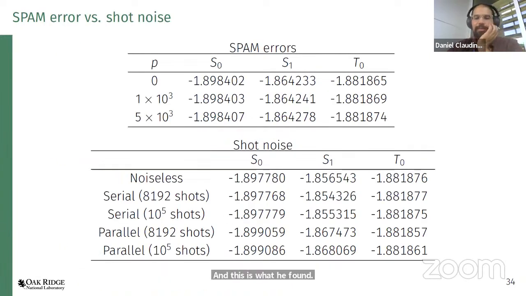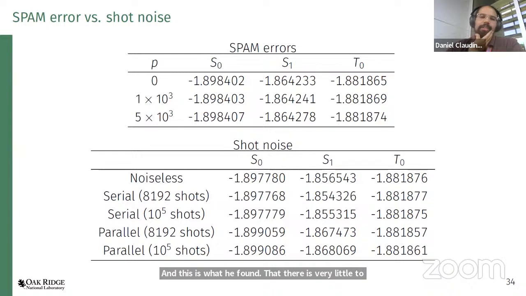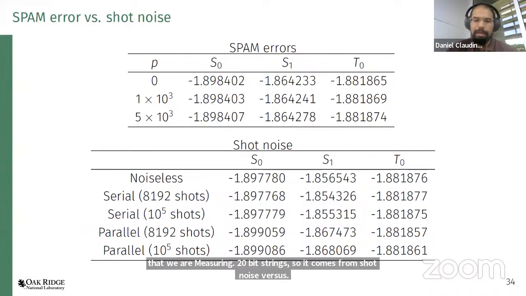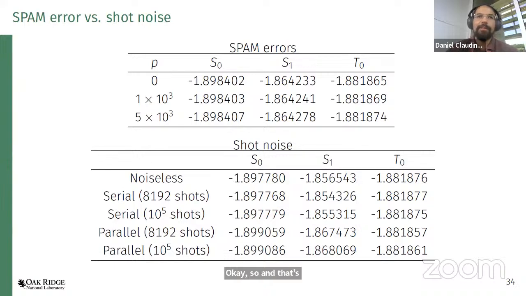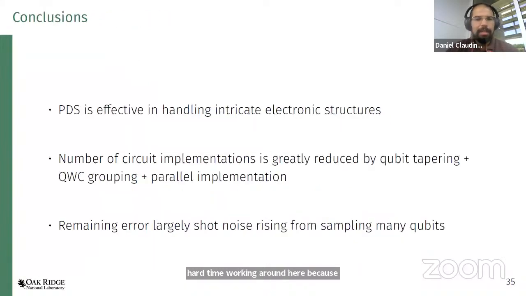That there is very little to be gained by mitigating the errors. The first table tells us that, and then the second table tells us, I ran some state vector simulations, and I realized that the error is actually coming from the fact that we are measuring a 20-bit string, so it comes from shot noise versus readout. And that's something that we would have a hard time working around here because of the constraints of access that we have to the hardware.